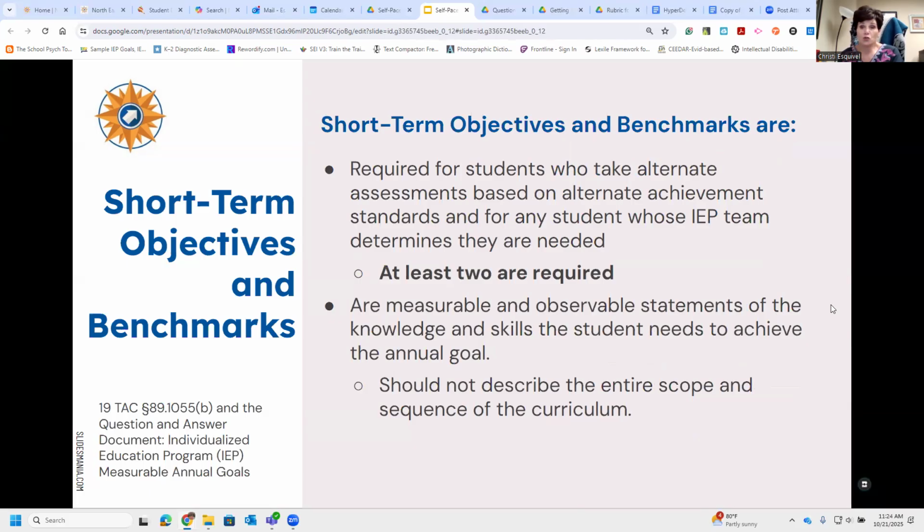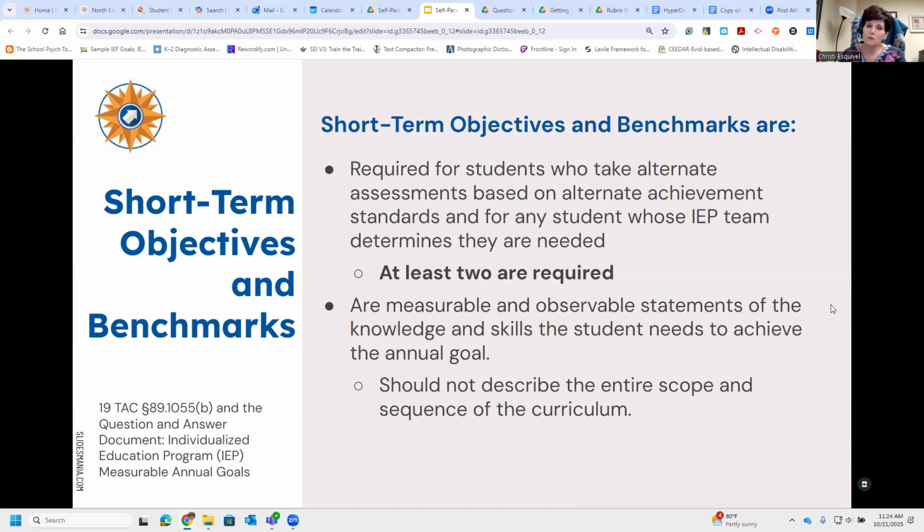At least 2 short-term objectives or benchmarks are required for students who take alternate assessments based on alternate achievement standards, and for any student whose IEP team determines they are needed. They should not describe the entire scope and sequence of the curriculum, but rather they are measurable and observable statements of the knowledge and skills the student needs to achieve the annual goal.